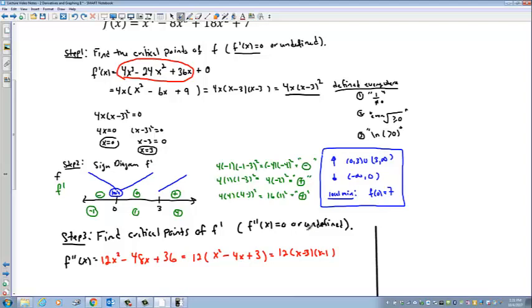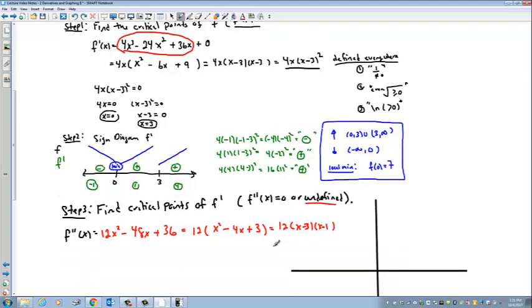Now remember, it's defined everywhere. So you don't have to worry about it being undefined. And basically the original function is smooth everywhere, so the derivative exists everywhere. And then it's equal to 0, so let's set this thing equal to 0. So 12 times x minus 3 times x minus 1 is equal to 0, where it's equal to 0 when x is equal to 3. So there's one critical point, and x equal to 1. So there's a second critical point.